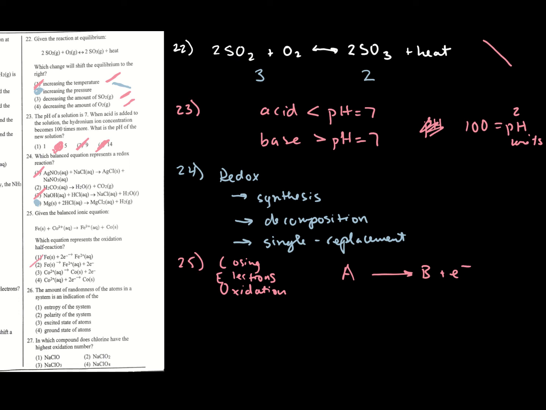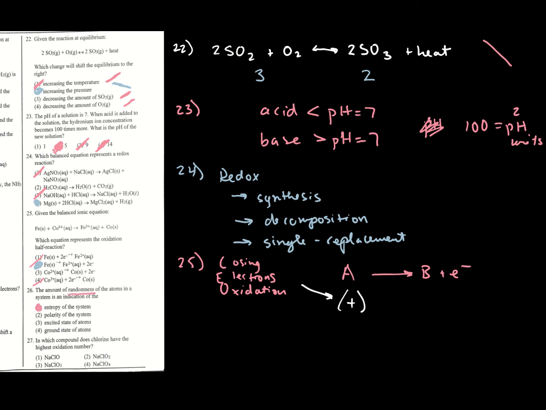Let's cross off choice 1, cross off choice 4, and between 2 and 3, we need to find something that also changes our oxidation state to something more positive. And in that case, it's choice 2, because choice 3 becomes more negative, going from positive to 0. Choice 2 is from 0 to positive. That's oxidation. Number 26, the amount of randomness in the atoms is an indication of entropy.